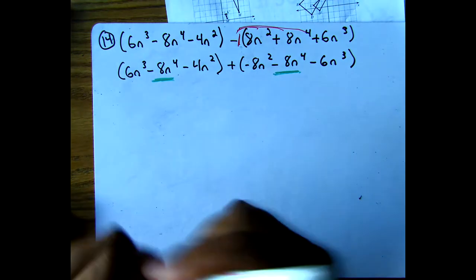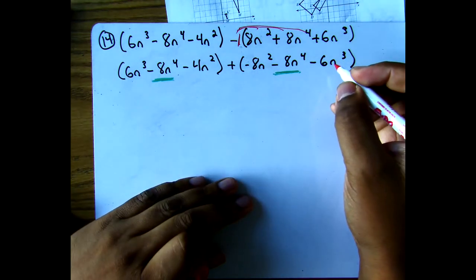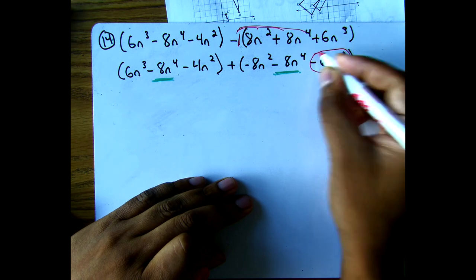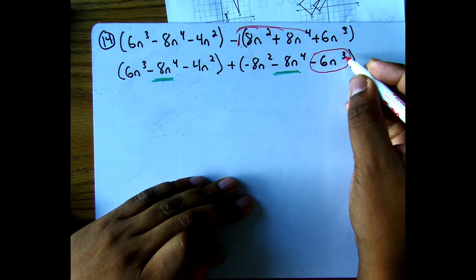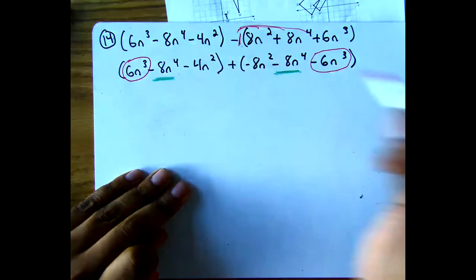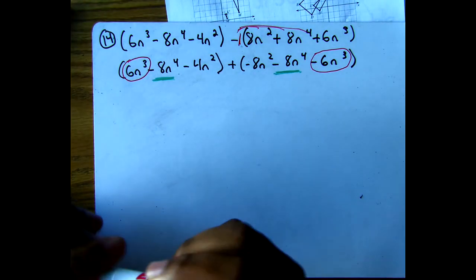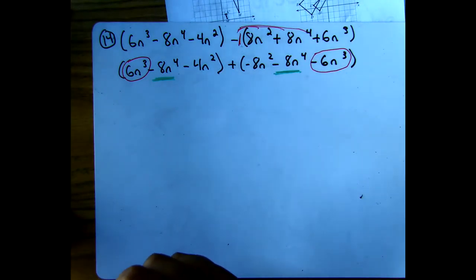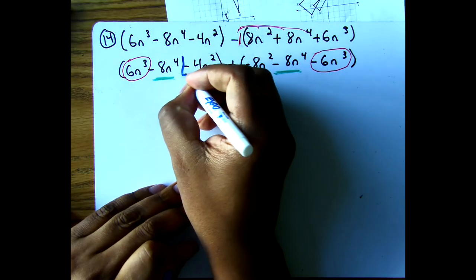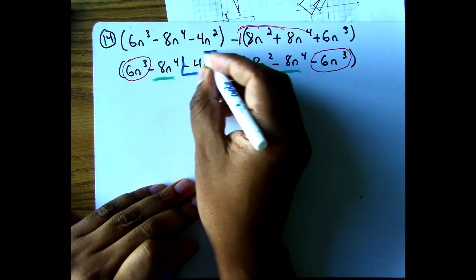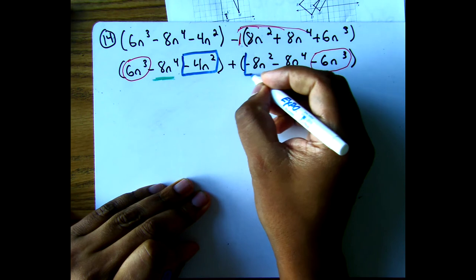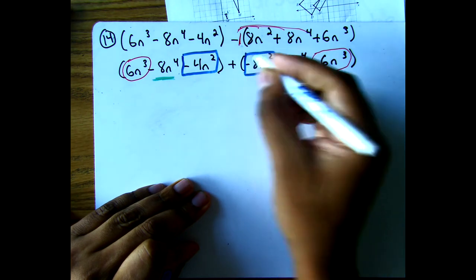Alright, next I'm going to circle my next degree here, which is going to be negative 6n to the third and positive 6n to the third. Alright, and last I have negative 4n to the second and a negative 8n to the second.